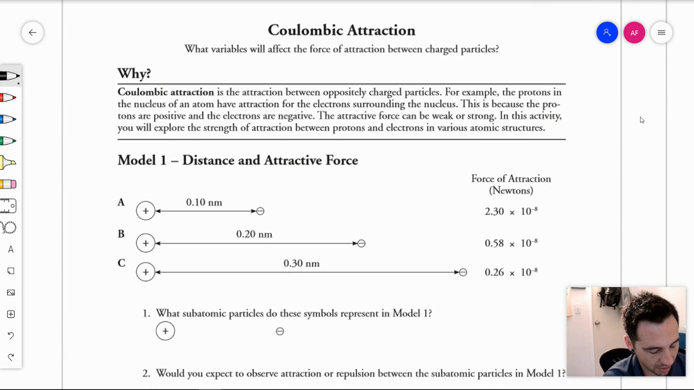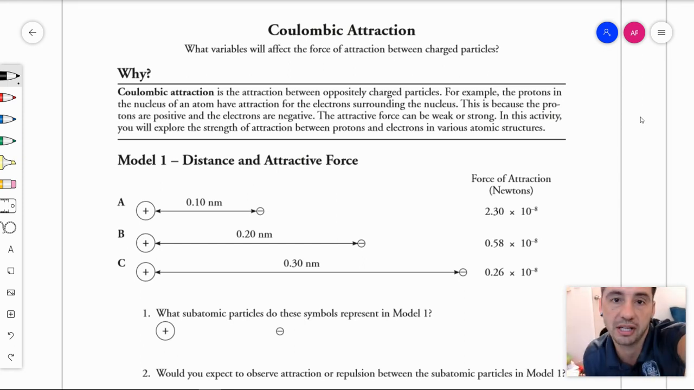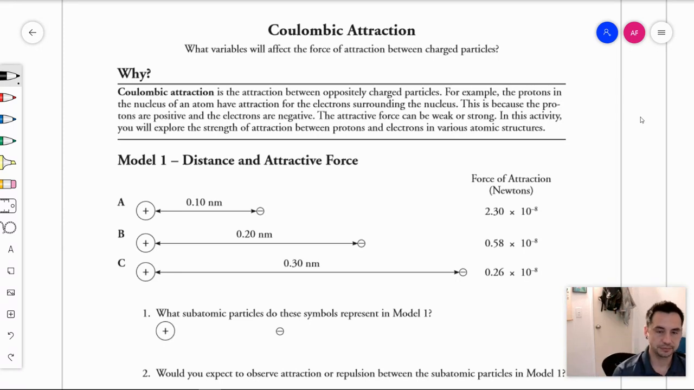All right, so we're going to be looking at Coulombic attraction today, and Coulombic attraction is the basic principle behind pretty much all the periodic trends. If you understand Coulombic attraction, then you can more easily understand the periodic trends. Periodic trends are important in understanding how elements and atoms react with one another. Coulombic attraction is the attraction between oppositely charged particles. For example, when we talk about the atom, we're talking really about protons and electrons, right? Protons are positively charged, electrons are negatively charged.